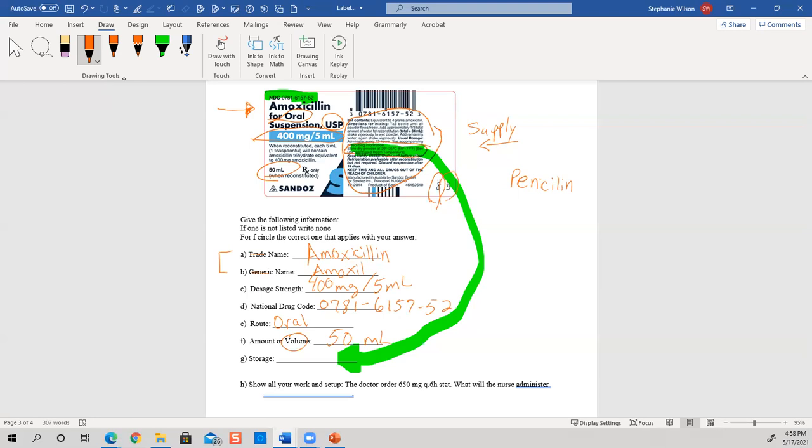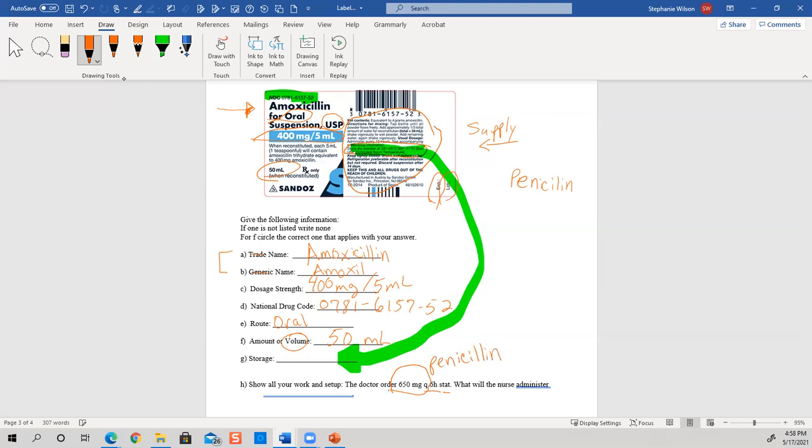So this next one is going to be the example of what I was talking about. The doctor orders 650 milligrams every 6 hours stat. That means immediately, right? What will the nurse administer? Well, if the doctor orders 650 milligrams, and I'm going to say it should have said penicillin.